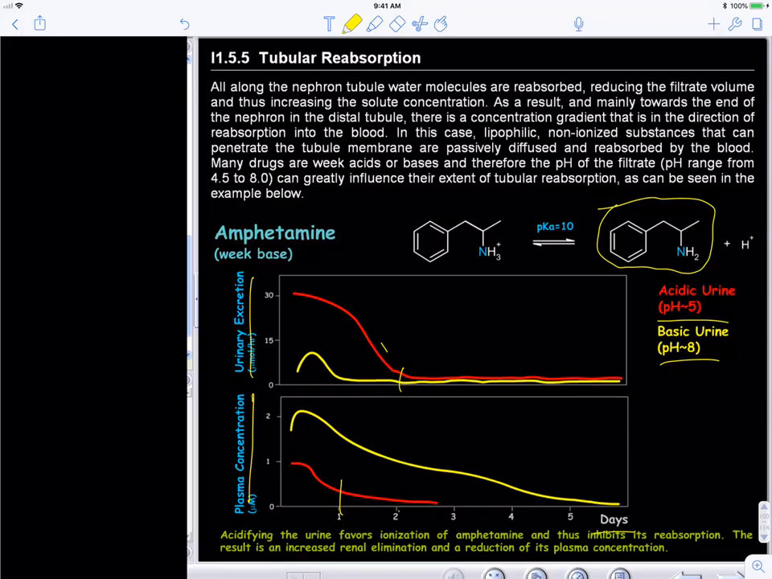When urine is basic, on the other hand, the plasma concentration stays high for 3 to 4 days.